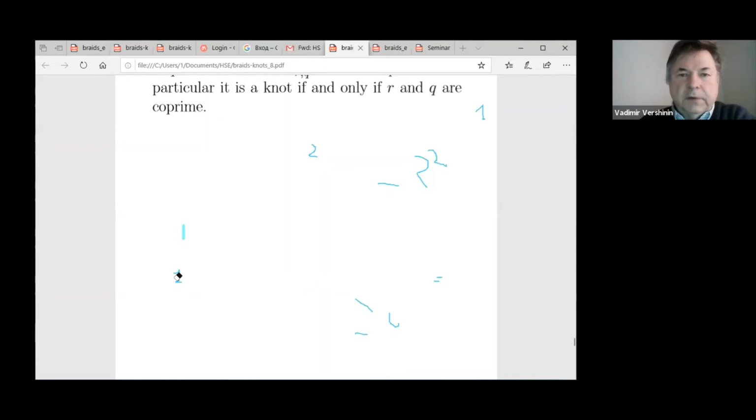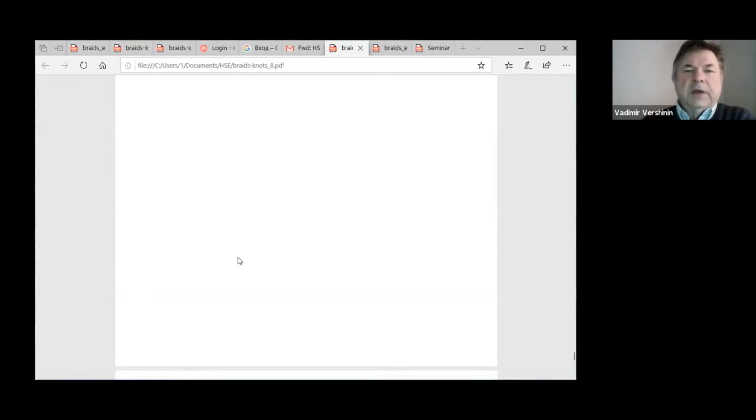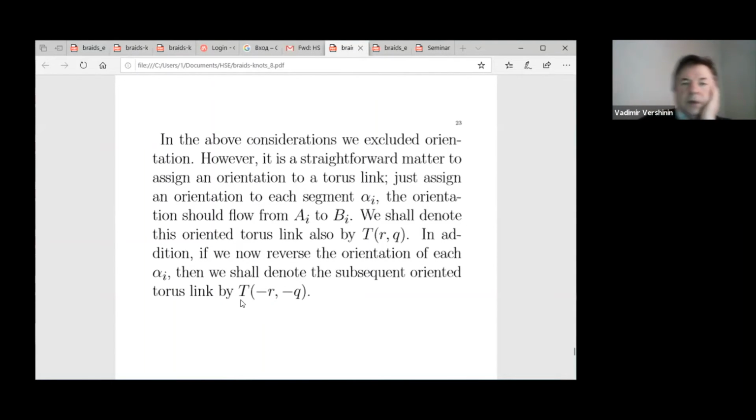Finish with this, some remark that sometimes you may meet the torus link when you have, for example, both integers, which may be negative. So what does it mean?